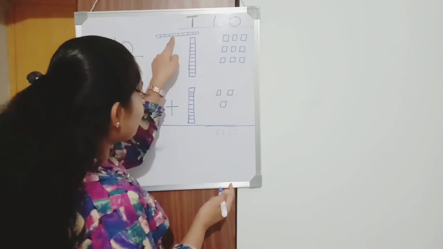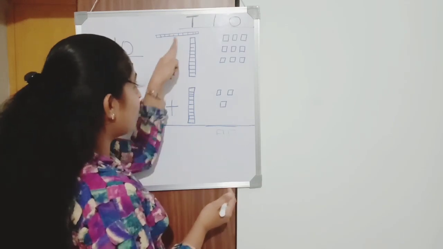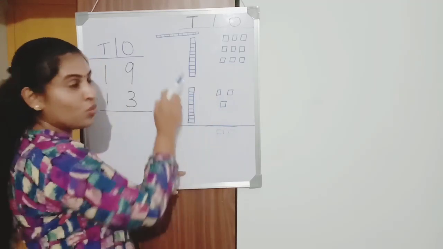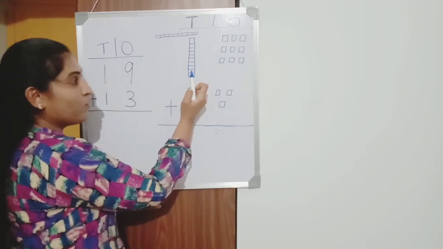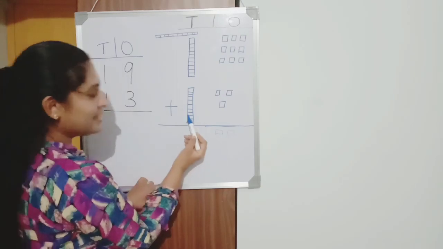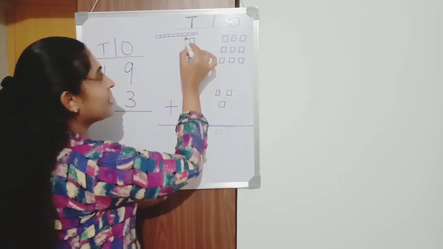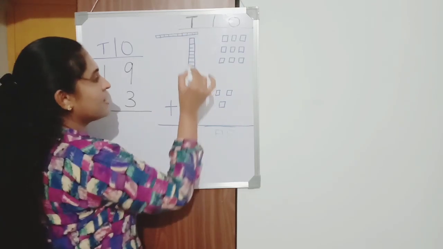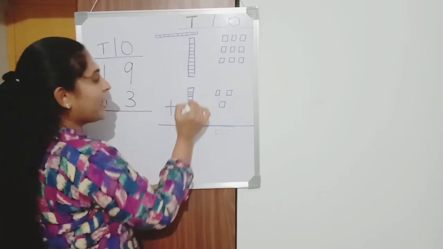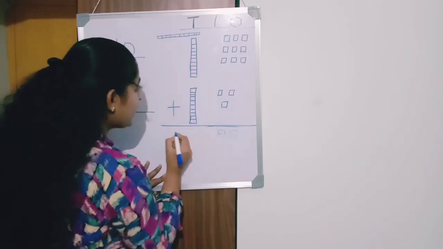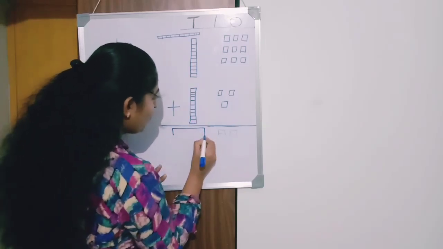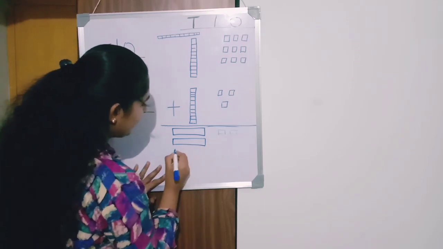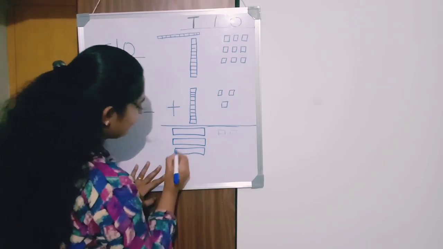So here 1 ten is there, that ten carried over here and we have already 2 tens here. 1 and 2. Here for 19, 1 ten is there, for 13 also 1 ten is there. So total how many tens are there now? 1, 2 and 3. This ten, this ten and this ten. So here 3 tens.